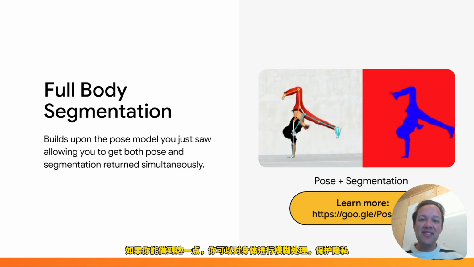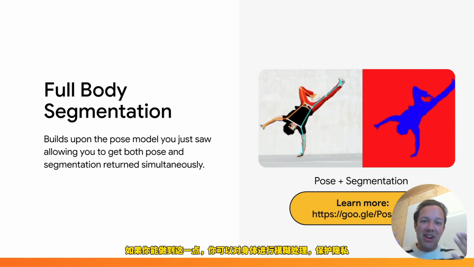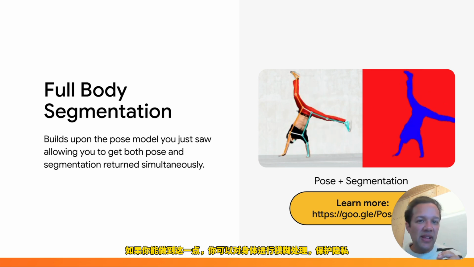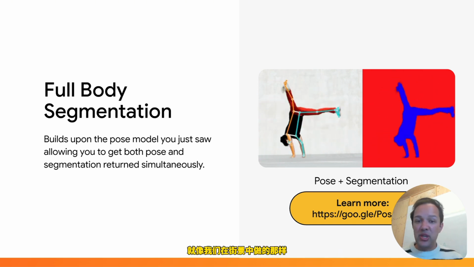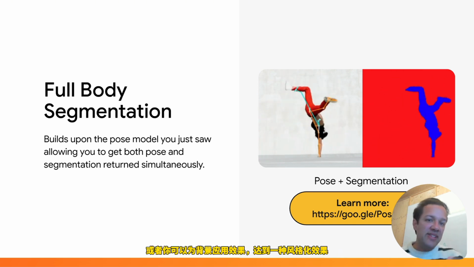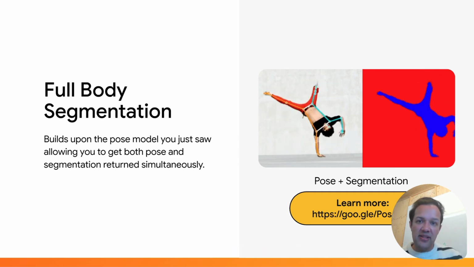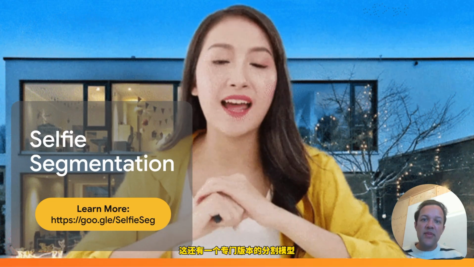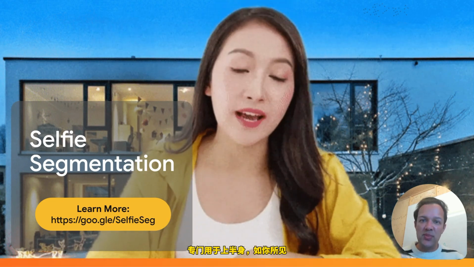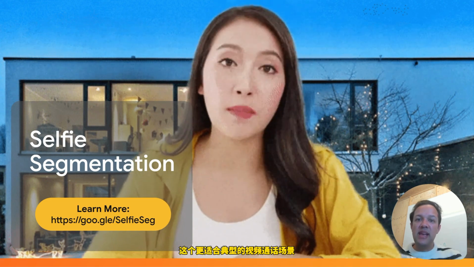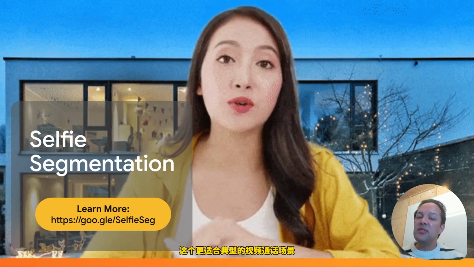Or building on this, what about full body segmentation? With a model like this, you can differentiate the human body from the background of a scene. And if you can do that, you can blur the body for privacy, like we do in Street View, or you can apply effects to the background for a stylistic effect. There's also a specialized version of this segmentation model that focuses on the upper body, as you can see here. This is better suited for typical video call situations.